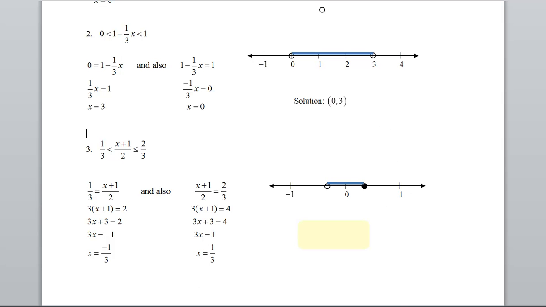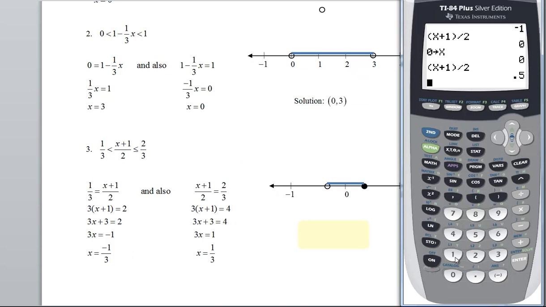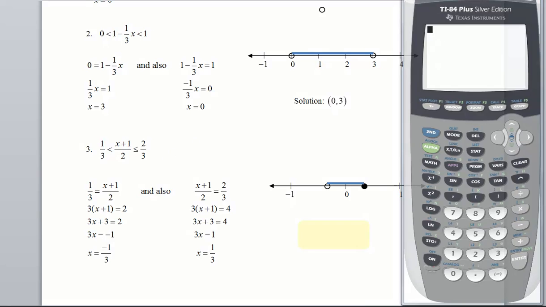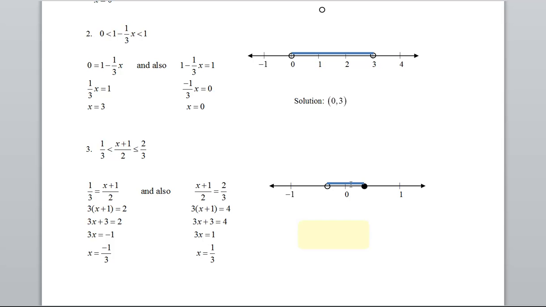Now let's try 1. So 1 storing for x. So second enter. My answer is 1. So 1/3 is less than 1. That's true. But is 1 less than or equal to 0.7? That's not. Alright? So my only true statement is here in the middle. Now, you have to check all sections. You've got to make sure.